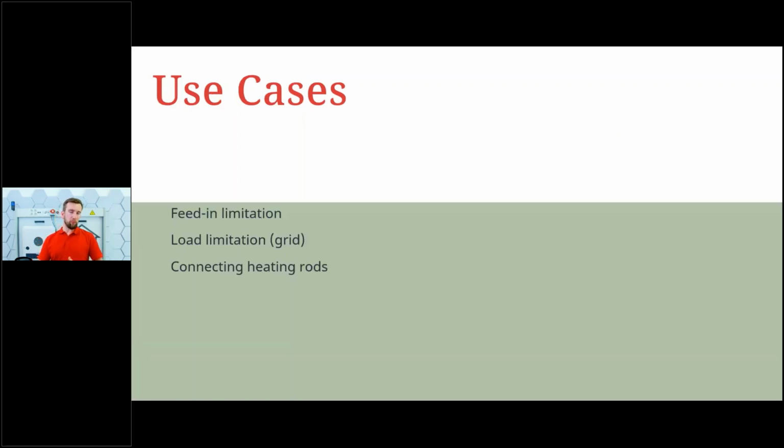So, other ways we can use this. We can use it in combination with our feed-in limitation. We can try to achieve a higher yield despite having a low feed-in limitation, for example. We can look at a load limitation, so make sure we don't draw too much from the grid, possibly because our utility connection simply isn't big enough to deal with a higher load. And we'll look at a scenario where we connect multiple heat rods as well.